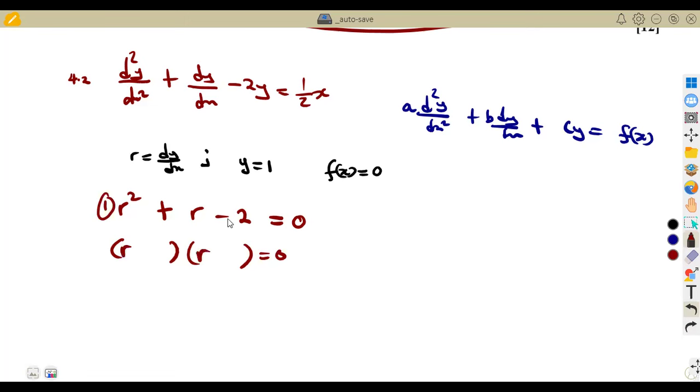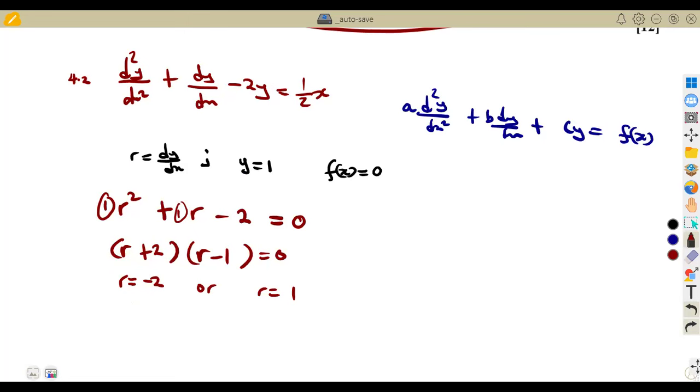So factors of minus 2 that we add to get a positive 1 here will be 2 and negative 1. If we multiply these, we get a negative 2. If we add these two, we get a positive 1. So we put plus 2 here and also minus 1 is equal to 0. So you can solve for R. That means R is equal to minus 2, or R is equal to a positive 1. So we've got two solutions representing R, in this case negative 2 and a positive 1.